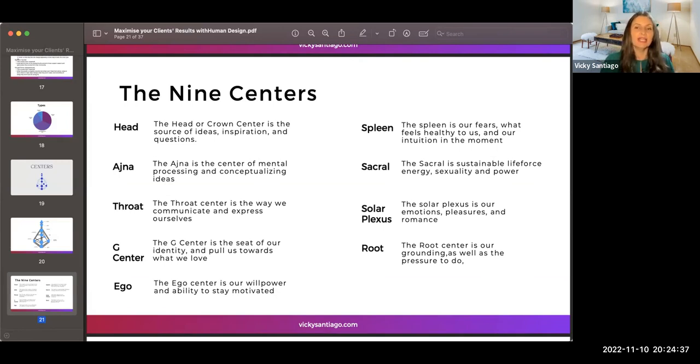The spleen. Spleen is where our fears are. It's that survival center. It's knowing what feels healthy to us and intuition in the moment. The sacral center is our life force energy. It's our sexuality, reproduction, and power. The solar plexus is our emotions, our pleasures, and romance. And the root is our grounding, as well as the pressure to do things.